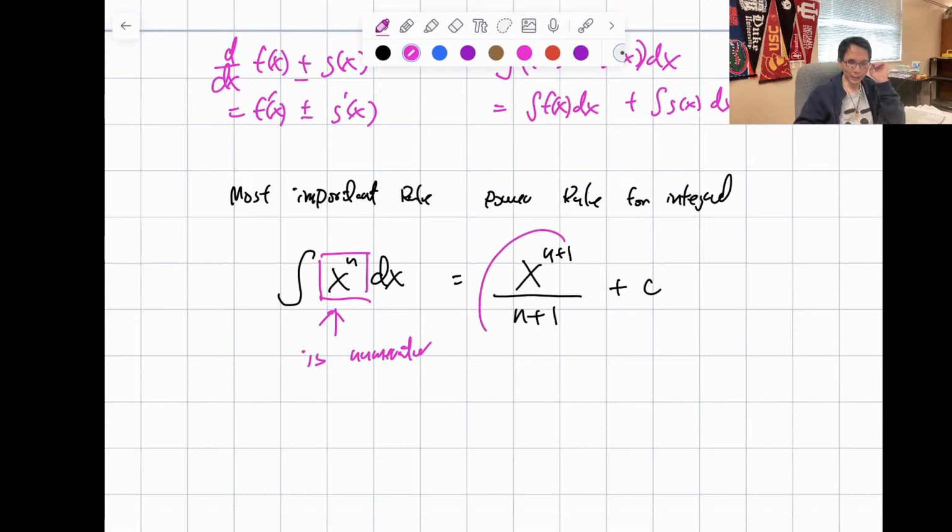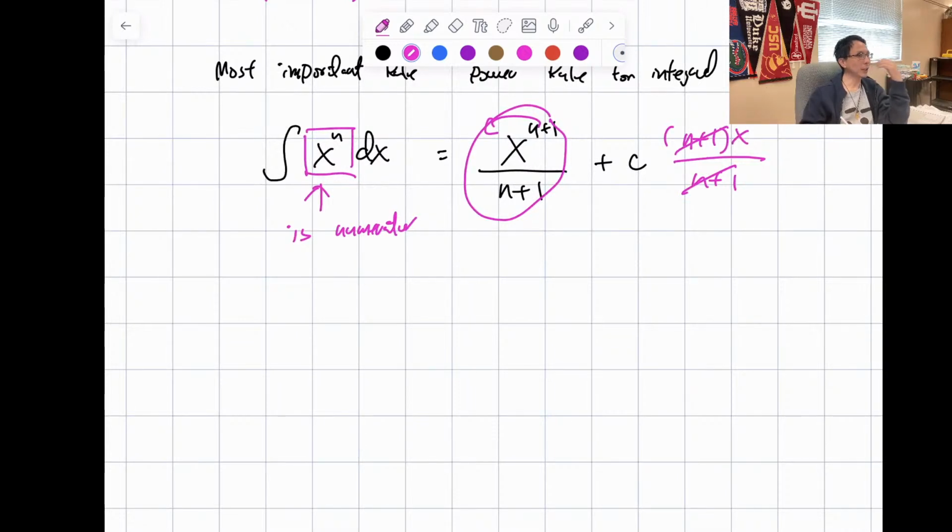You think about if I take a derivative of this, right? This is going to put n plus 1 in the front, n plus 1, x to the n over n plus 1. And that will cancel out. Does that make sense? It cannot be 1 over x squared. It has to be x squared. It has to be in the numerator.